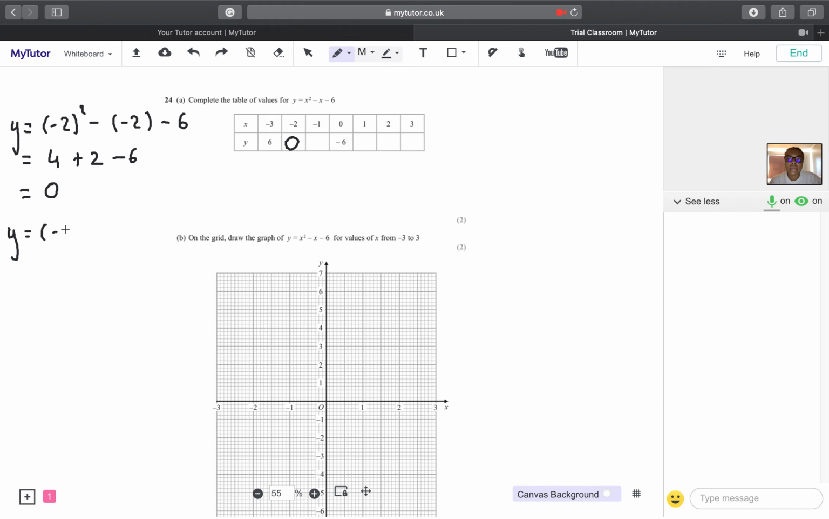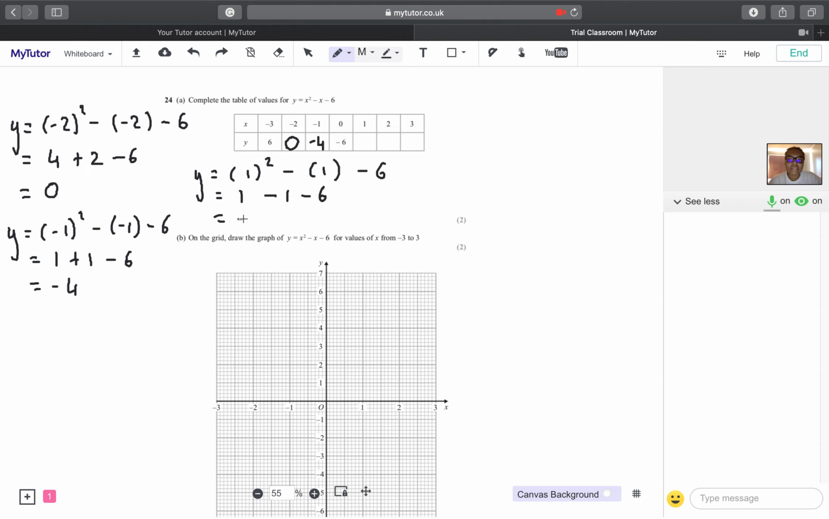Let's do the same thing for x equals minus 1. So minus 1 squared is 1, minus of minus 1 is plus 1, minus 6. So we get minus 4. Now let's do the same thing for when x is 1. I'm going to continue to put even the positive numbers in brackets because this will help us to get into the habit of putting numbers into brackets. So 1 squared is 1, then we've got minus 1, minus 6, so that gives us minus 6.